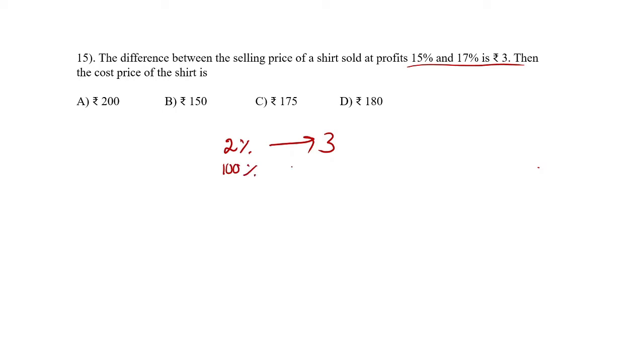Cost price means 100 percentage equal to what? 3 into 100 by 2. Here 50 times cancelled, then 150 is the result. So option B is the answer.